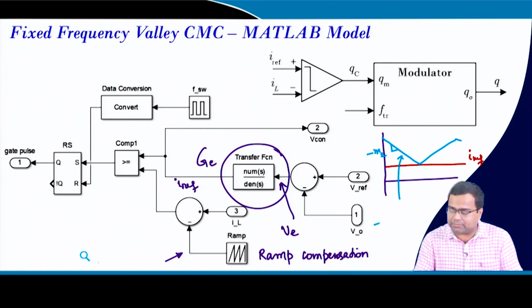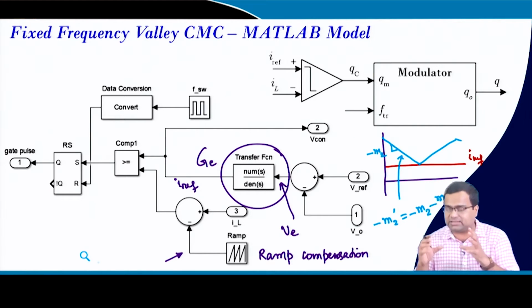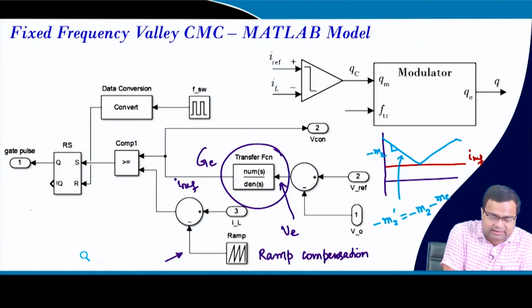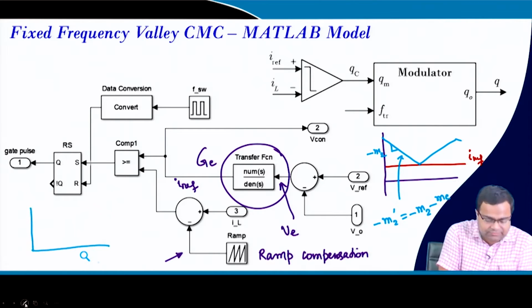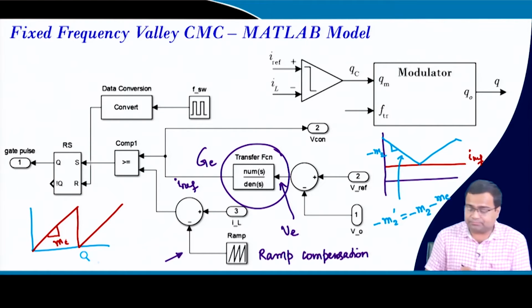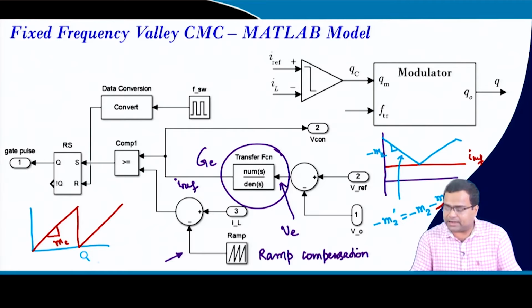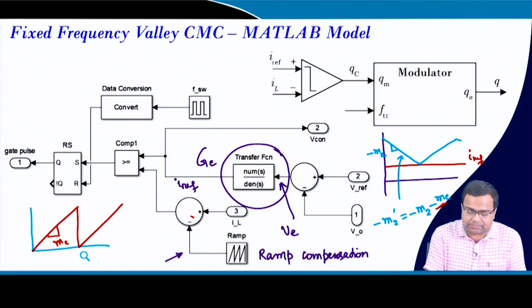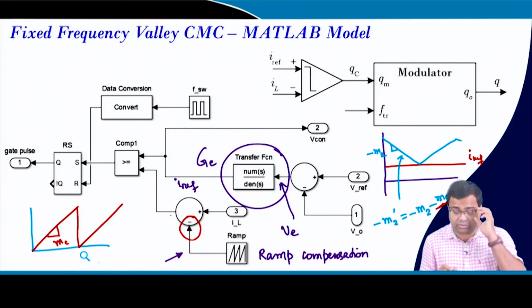That means we want to achieve minus M2 dash, which is nothing but minus M2 minus MC, where minus MC is the slope of this. That means if I take this ramp, and if this ramp slope is MC, then if I want to subtract here, this point should be a subtraction, okay.